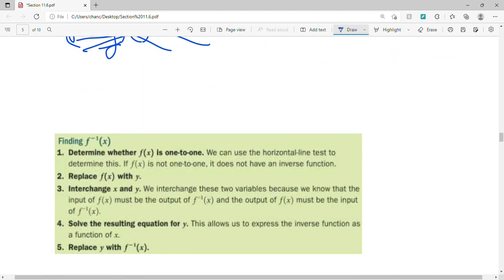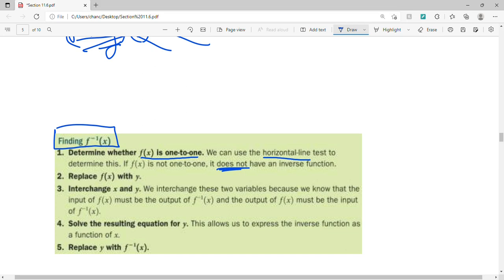How do we determine the inverse of a function if we're just given one function? This is the process. To find the inverse of f of x, determine whether the function f of x is one-to-one. Again, you can only find an inverse if the function is one-to-one. And you can check that by using the horizontal line test. If it is not one-to-one, then it does not have an inverse function.